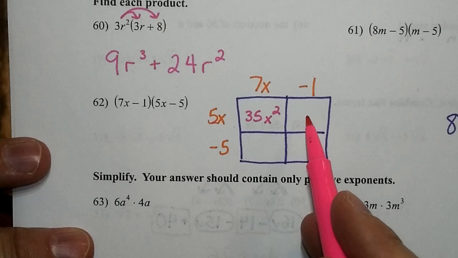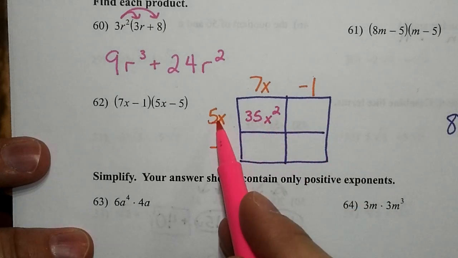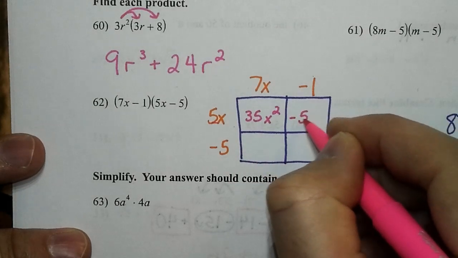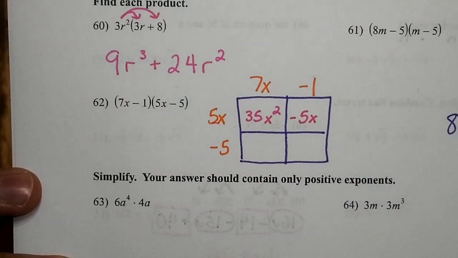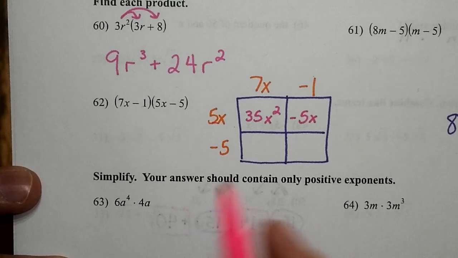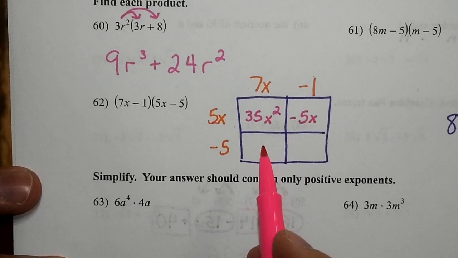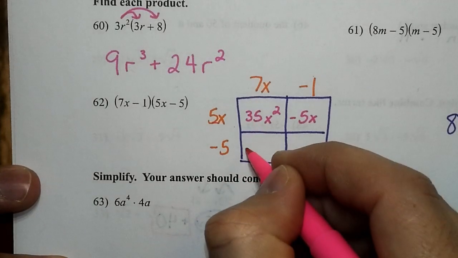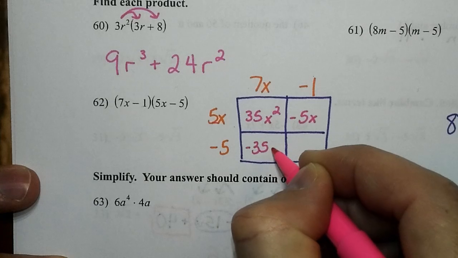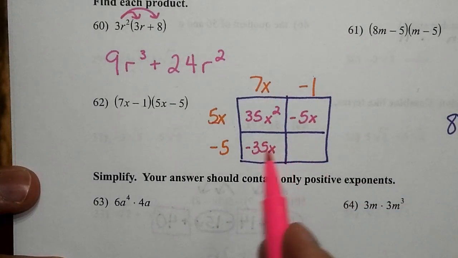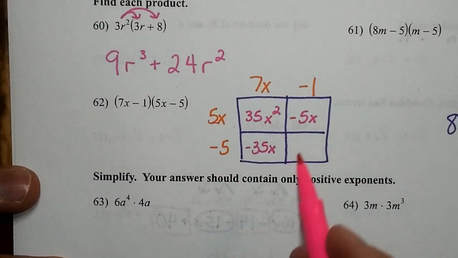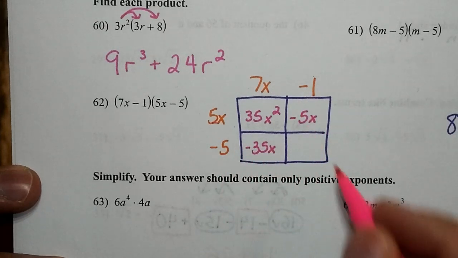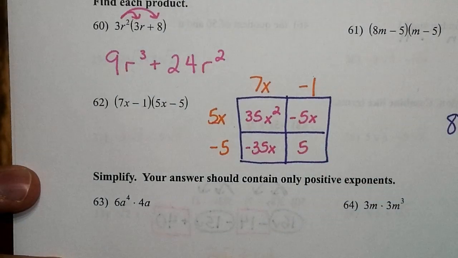This one lines up with negative 1 times 5x. Well, negative 1 times 5 is negative 5, and then we have the x. So negative 5x. Good. We're done with that box. Now we go here. This box, we have 7 times negative 5, and that gives us negative 35, and then x, because we have the x that comes down with it. Last box, negative 1 times negative 5. Yeah, it's just a positive 5.